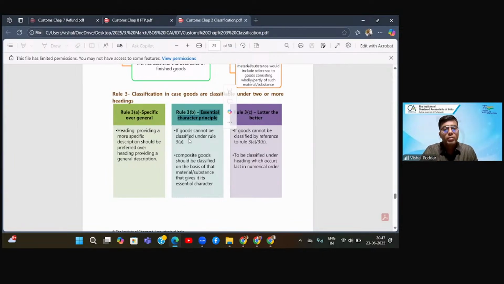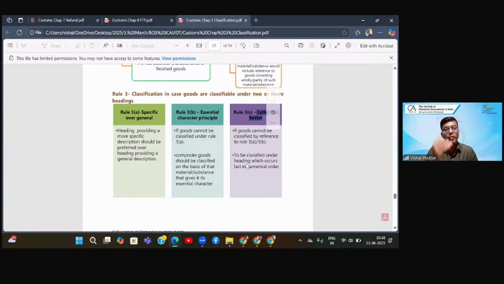And where this also fails, meaning both your headings are specific and both the items are giving the character, because both are equally important in that mixture, when all the rules fail, then you go by a residuary rule which says latter the better. What is latter the better? In this rule, you take that particular classification as the answer which comes later in the sequence. So you have chapters 1 to 98.